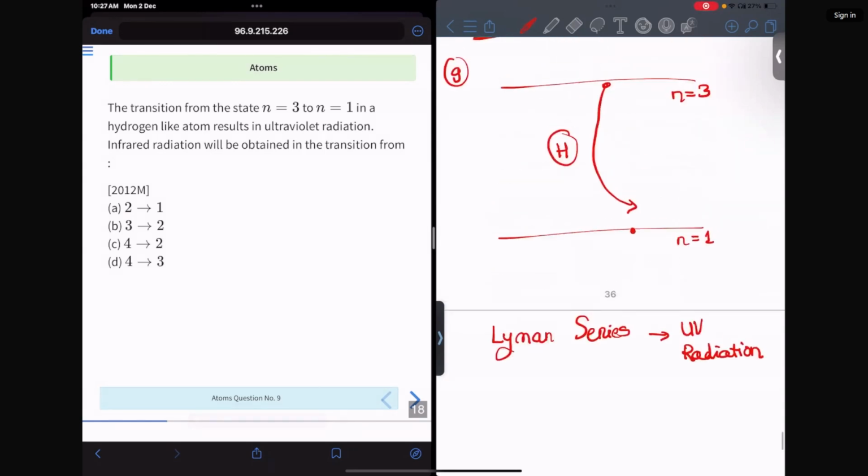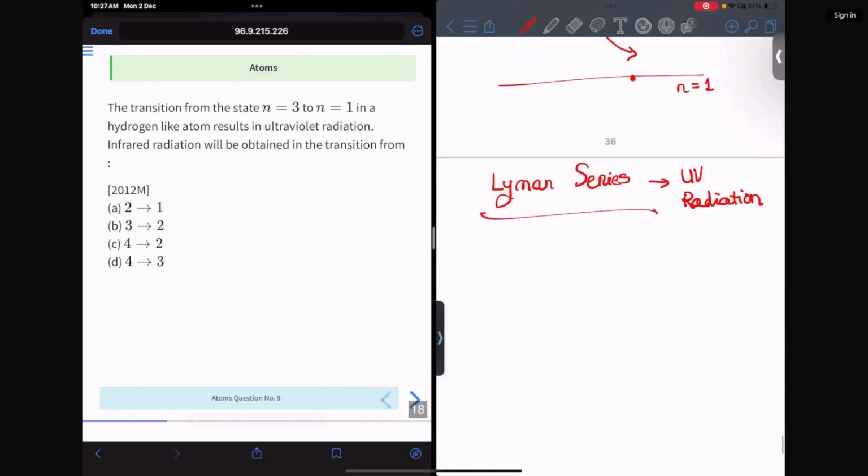If an electron is coming from any orbit to the first orbit, n=1, this results in the Lyman series. If it is coming to the second orbit, it will result in the Balmer series. And Balmer series results in what? Visible radiation. Remember, they may ask you which of the following series results in visible radiation; that can be a future question. That is the Balmer series.